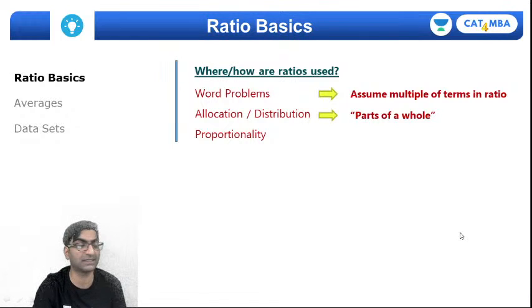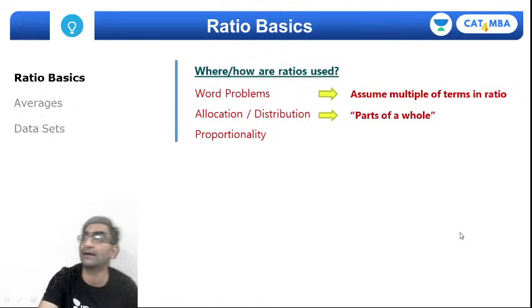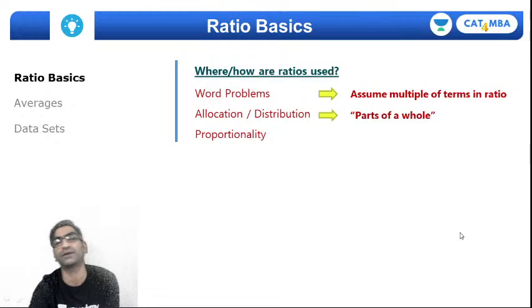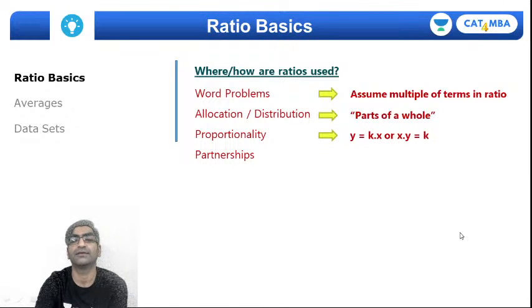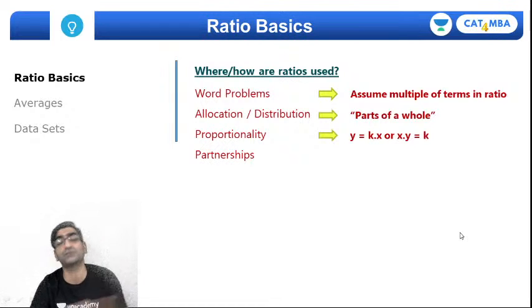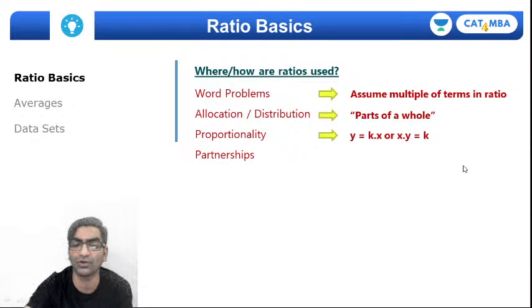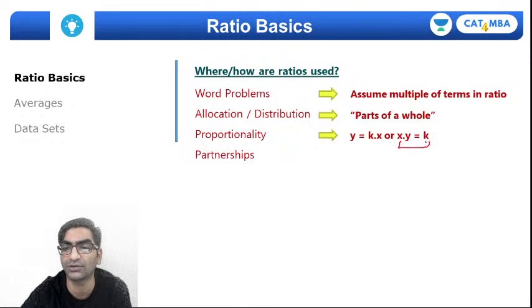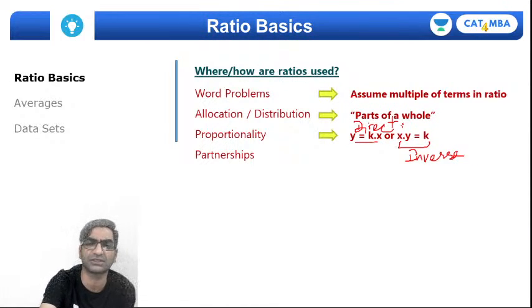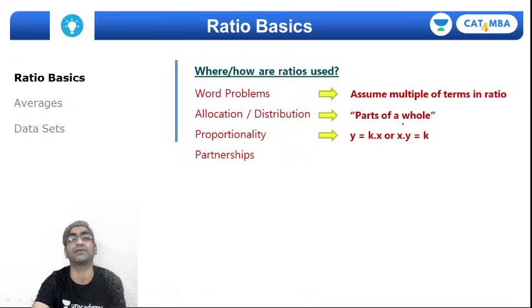Then come questions that involve proportionality, direct and inverse proportionality. I'm sure you've heard of the terms. The way direct proportionality works is that if y is directly proportional to x, you can straight away translate that into an equation, y is equal to kx. If y is inversely proportional to x, you could represent that as x into y is equal to k. So this is inverse proportionality and this is direct proportionality, and that's something you could directly use. It's very rare to come across proportionality problems, but you must definitely know this.